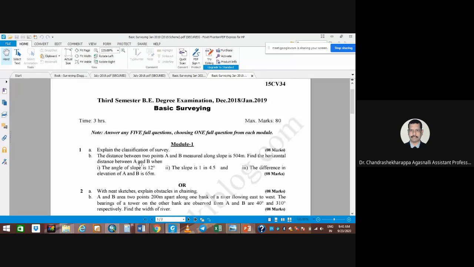Next, the distance between 2 points A and B. This is one simple problem. The distance between 2 points A and B measured along the slope is 504 meters. Find the horizontal distance between A and B when the angle of slope is 12 degrees. The slope is 1 in 4.5, and the difference in elevation of A and B is 65 meters. These are very simple formulas which we discussed in the previous sessions.